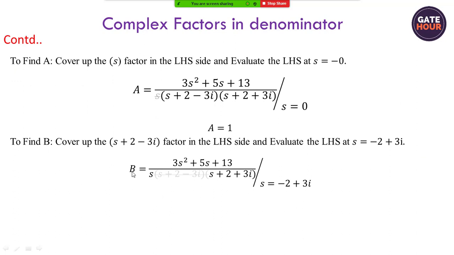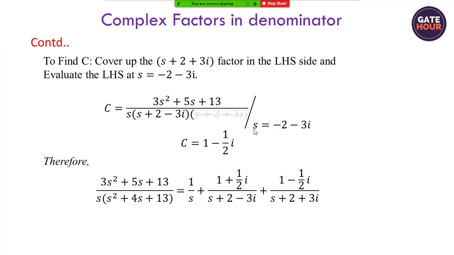Now we want to find b. For b, we cover this term and put s equal to minus 2 plus 3i. Substituting, you will get 1 plus half i. Now for c, we cover the term and put s equal to minus 2 minus 3i, and we simply get c equal to 1 minus half i. This way you can find the partial fraction even when complex factors are available in the denominator.